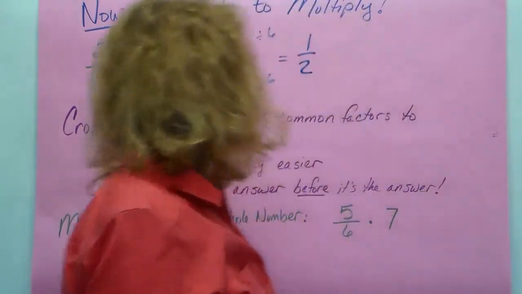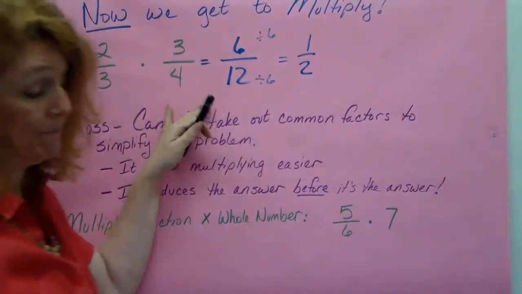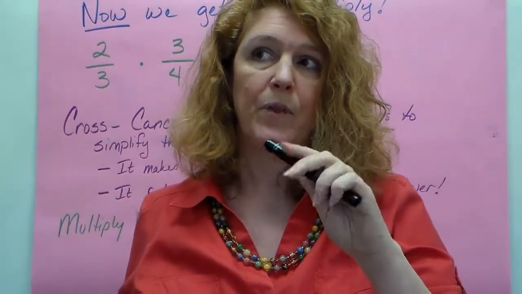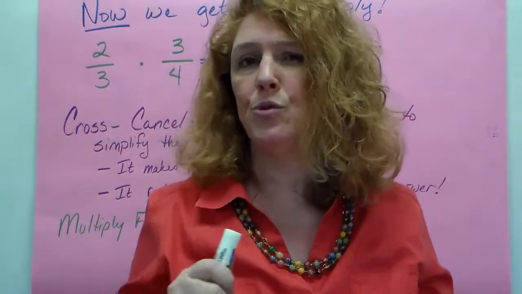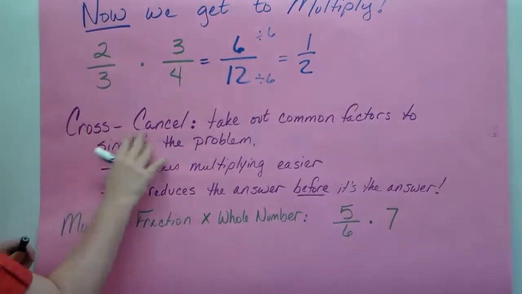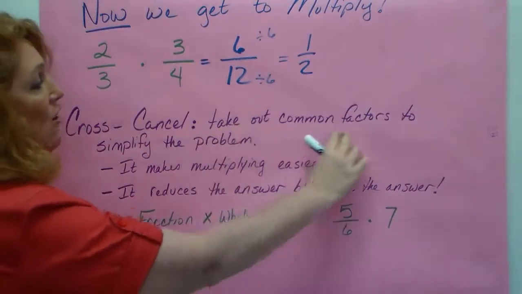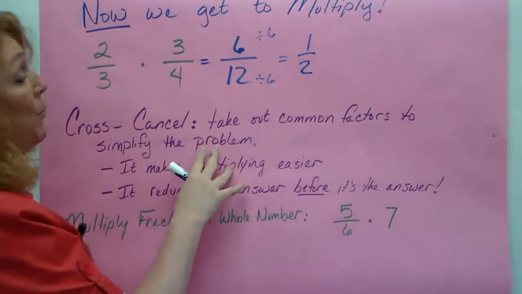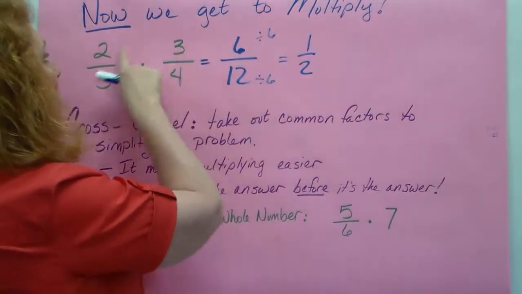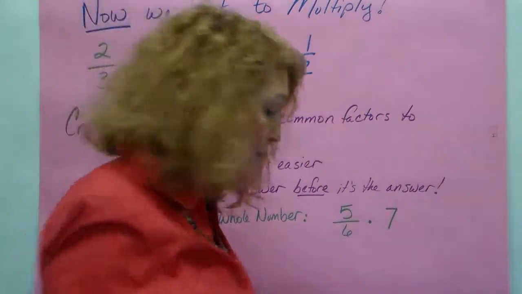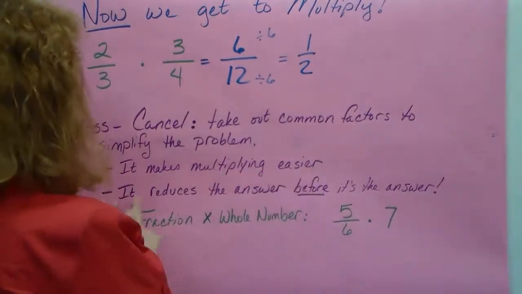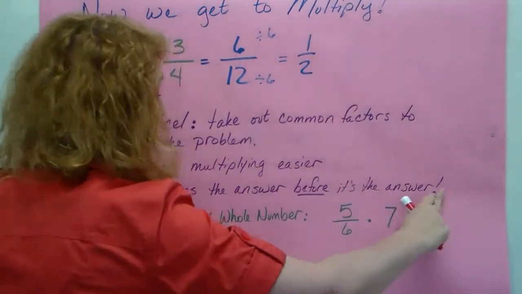Now, sometimes these numbers can get kind of big and kind of hairy. And what I'd like to do is teach you the reducing trick. You can actually reduce your answer before it even becomes an answer. And that's called cross-canceling. Cross-canceling is taking out common factors to simplify the problem. Here I waited until the end and I found the common factors. You can actually take out the common factors before you even do the problem. It makes multiplying easier and it reduces the answer before it's the answer.